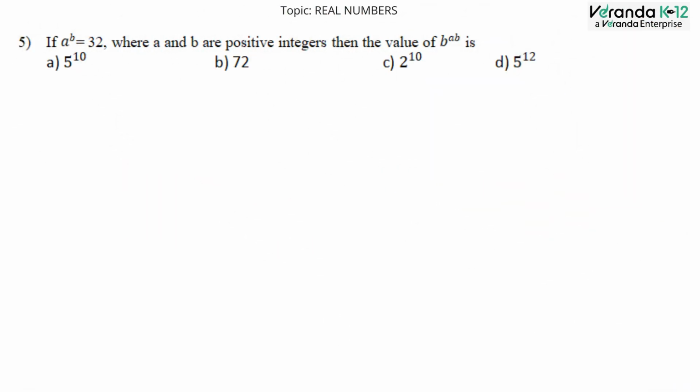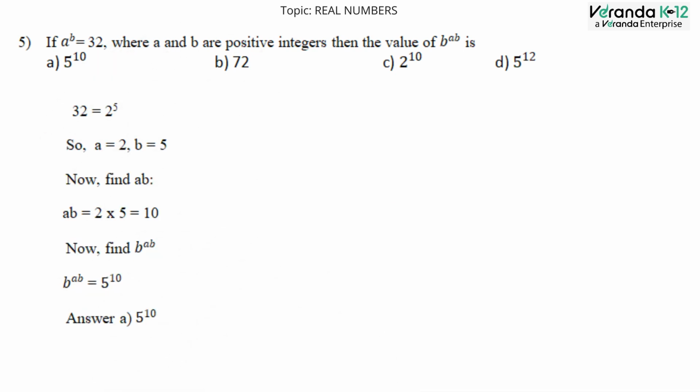Question number 5. If a power b equals 32, where a and b are positive integers, then the value of b power ab is, the options are 5 power 10, 72, 2 power 10 and 5 power 12. First, convert 32 into an exponent. We get 32 equals 2 power 5. So we can say that a is 2 and b is 5. Now find ab, that is 2 into 5, which equals 10. Now find b power ab. So b power ab will be 5 power 10. So the answer is option A, 5 power 10.